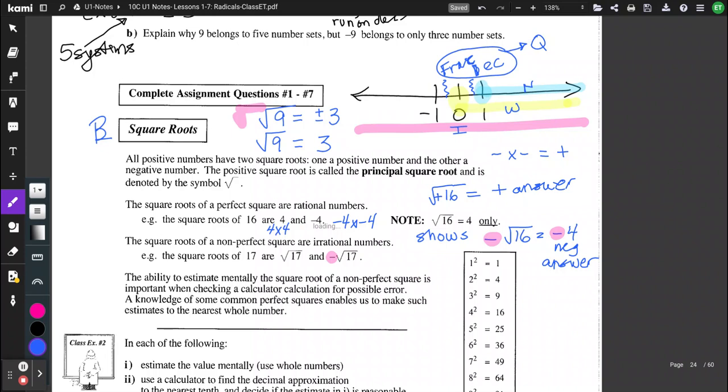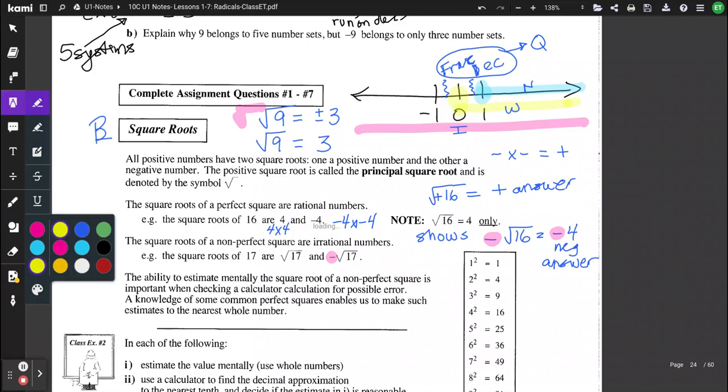The second one. We have to mentally understand that, yes, there are two answers. But we only ever want the positive one when they show us the positive underneath. The only time you want the negative is if they show the negative in front of the root sign. That's the only time they want it. So you're going to get those true-false questions.